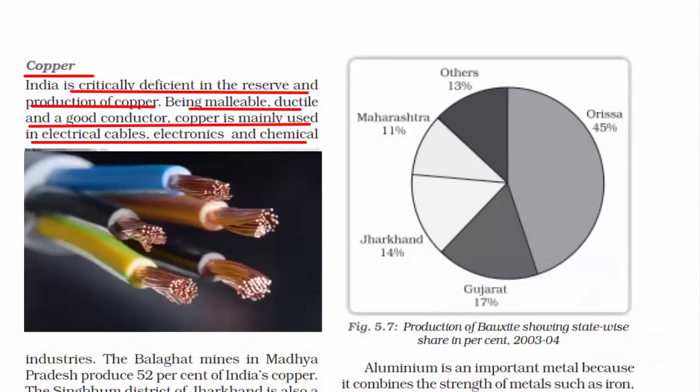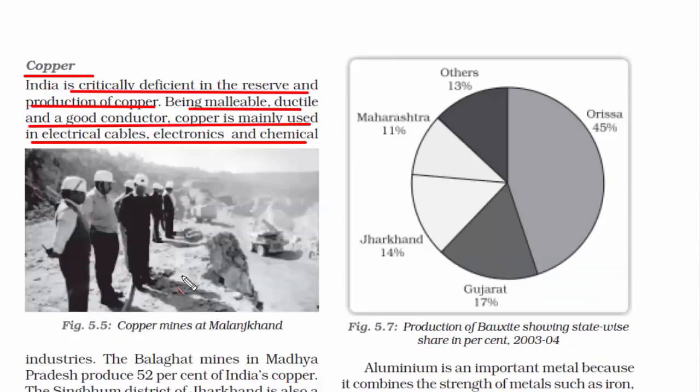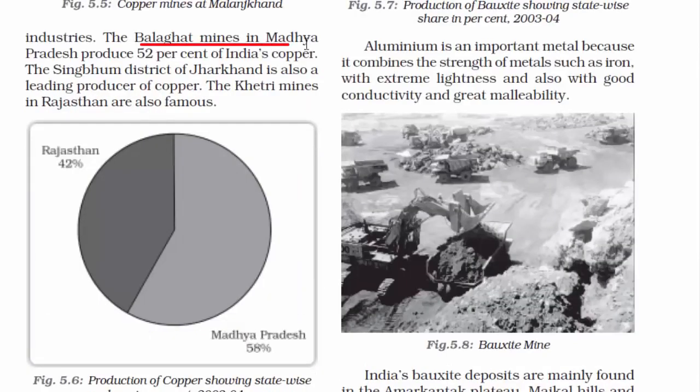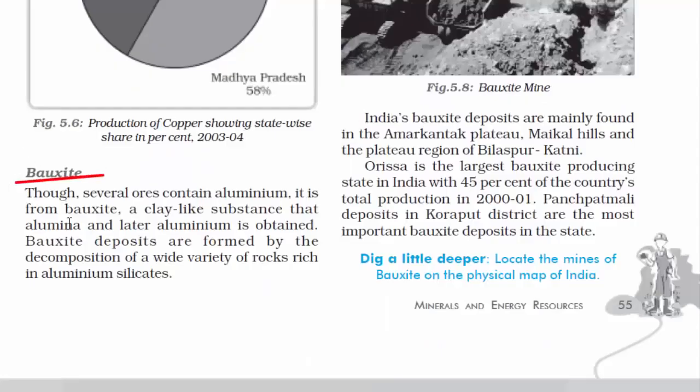Copper is mainly used in electrical cables, electronics, and chemical industries. For example, in chemical industry, copper plating is done on the positive terminal of a battery so that it can pass the current efficiently. Copper in India is found at Balaghat mines in Madhya Pradesh, Singhbhum district of Jharkhand, and Khetri mines in Rajasthan. Now we will read about the second non-ferrous mineral, bauxite.